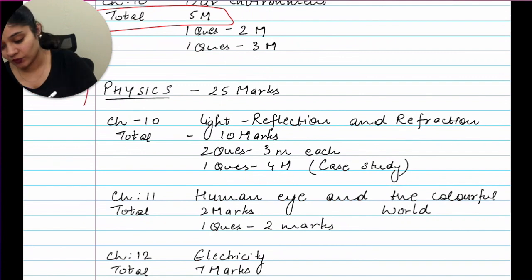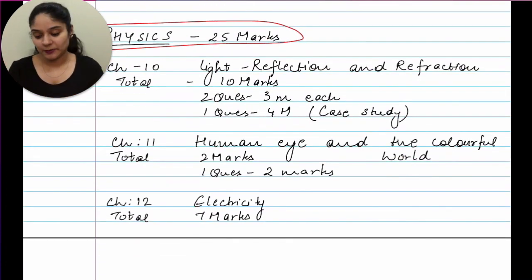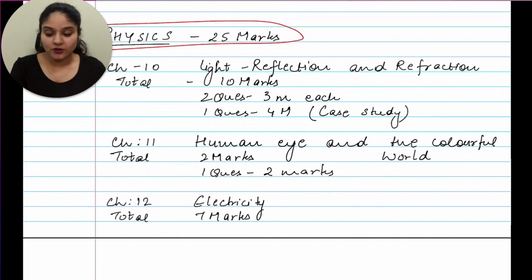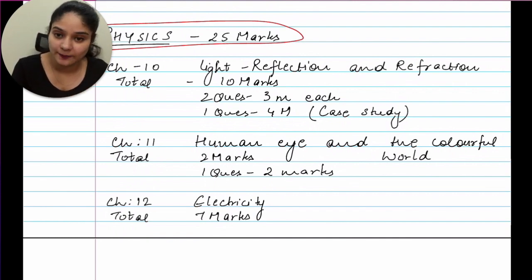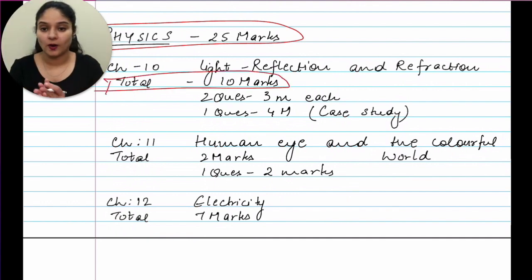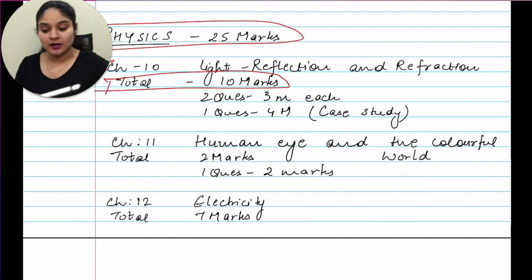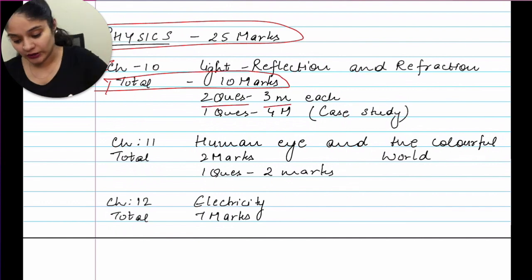Moving on to physics. A total of 25 marks will be expected from physics. The first chapter would be chapter 10, that is light, reflection and refraction. Highly important chapter. A total of 10 marks are expected from this particular chapter, so I'm going to mark this important. 2 questions of 3 marks each, 1 question of 4 marks of case study.